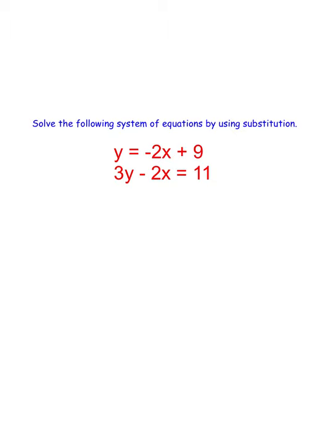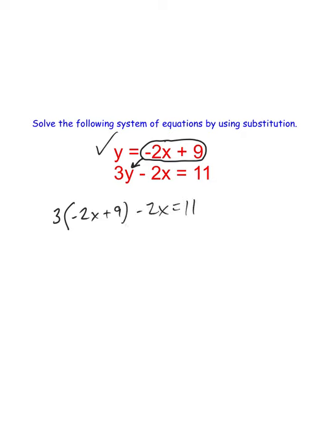Here we go. Here's one where we have one equation solved for y, so that's good. What we're going to do is take what y equals and substitute that right in for y in that equation. And you can see that once we solve for x, it's going to be a little more work to come back and solve for y. But here we go. Let's solve for x here. What we're doing is substituting the negative 2x plus 9 into this equation. So it would look like this.